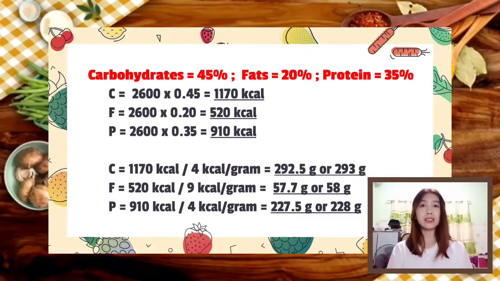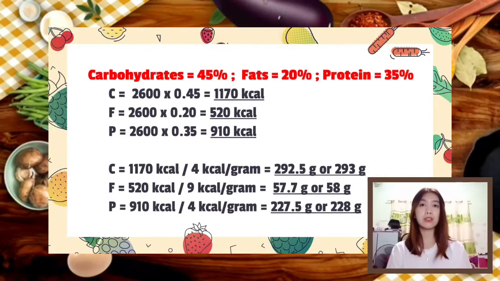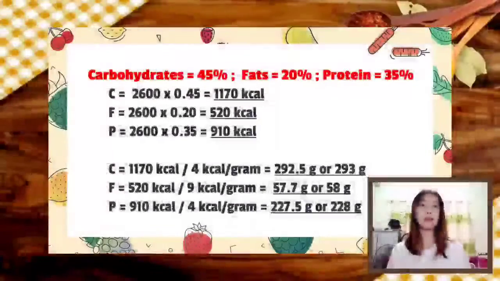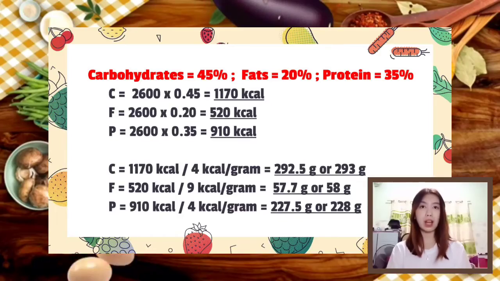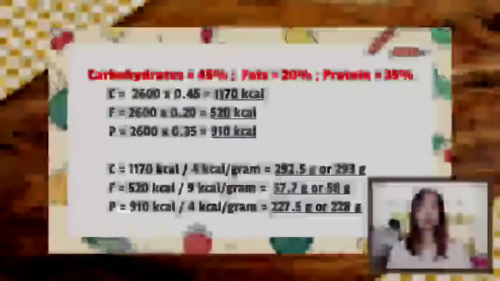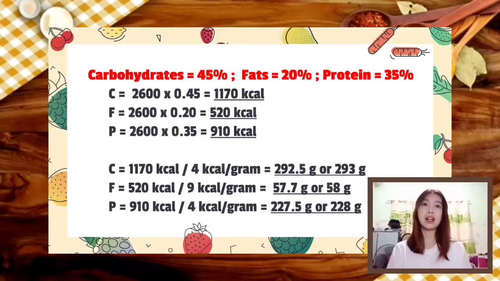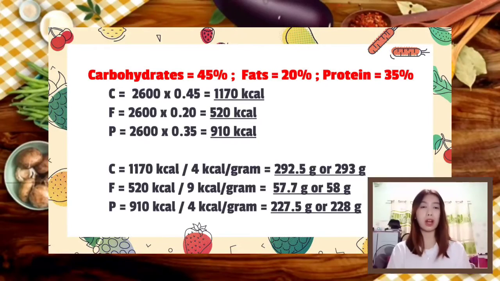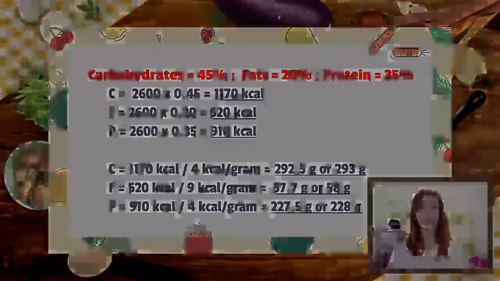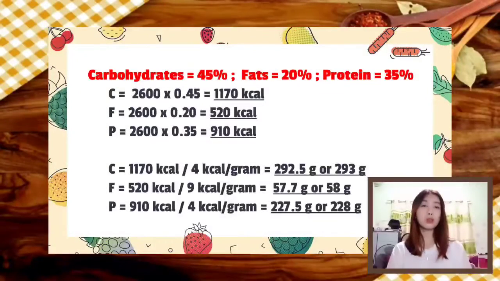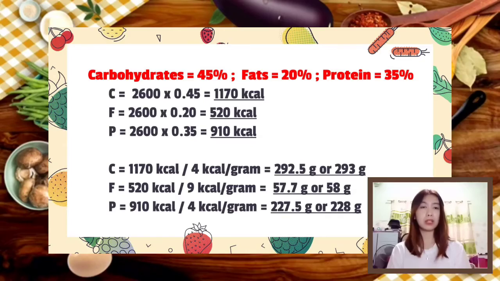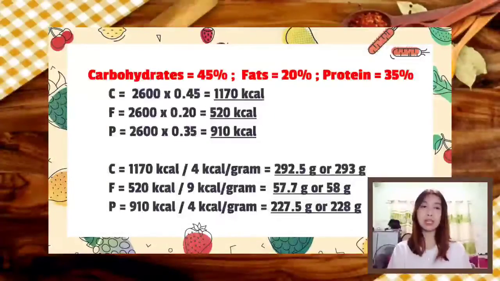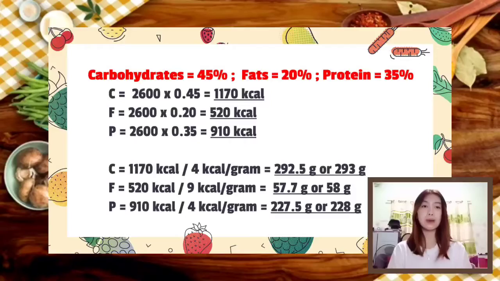For the fats, we have 520 kcal divided by 9 kcal per gram, which is equivalent to 57.7 grams or 58 grams. Now, for the protein, we have 910 kcal divided by 4 kcal per gram, which is equivalent to 227.5 grams or 228 grams. Now, if we add it all, it is equivalent to 2,600, which means our answer is correct.